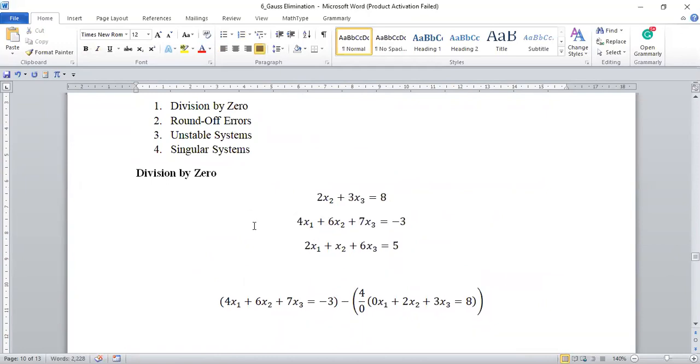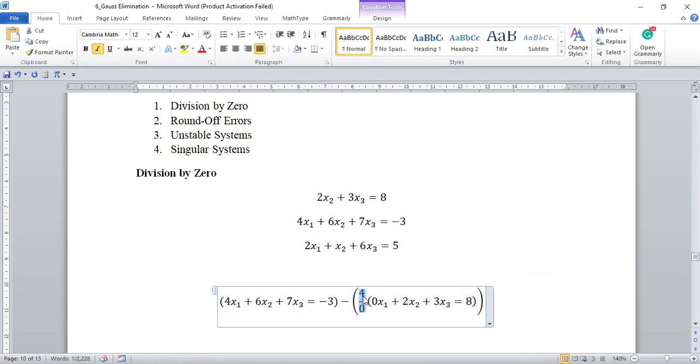And there's going to be a problem here. Either you are using a computer to do it or a calculator to do it. So the solution is pivoting. The solution he proposed was pivoting.